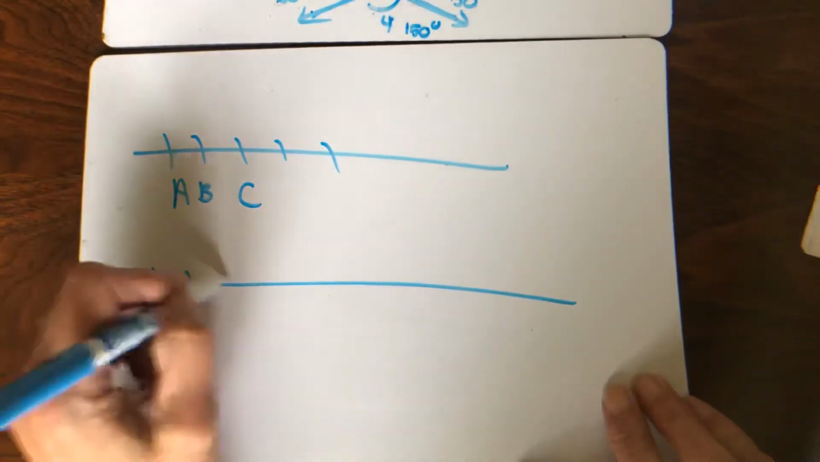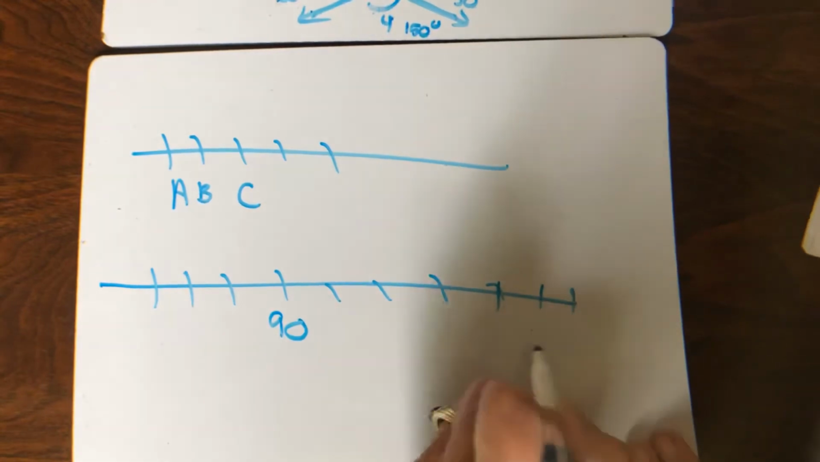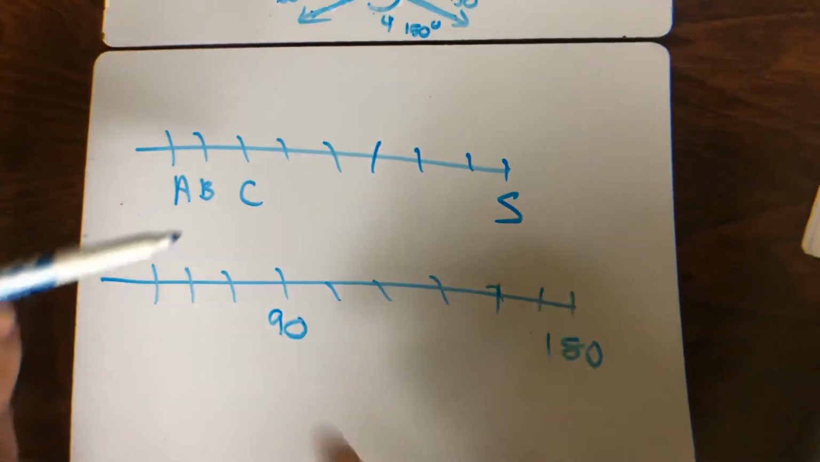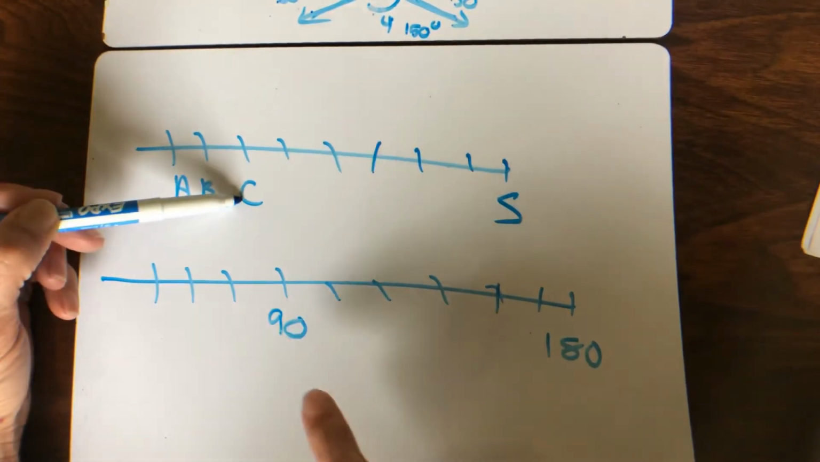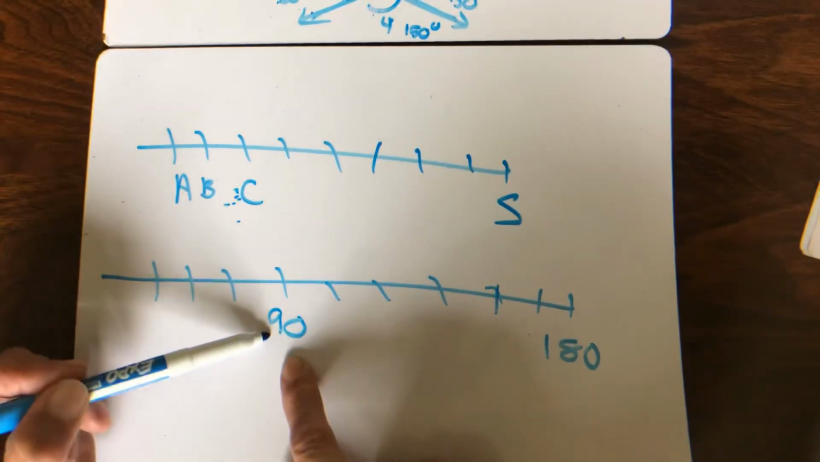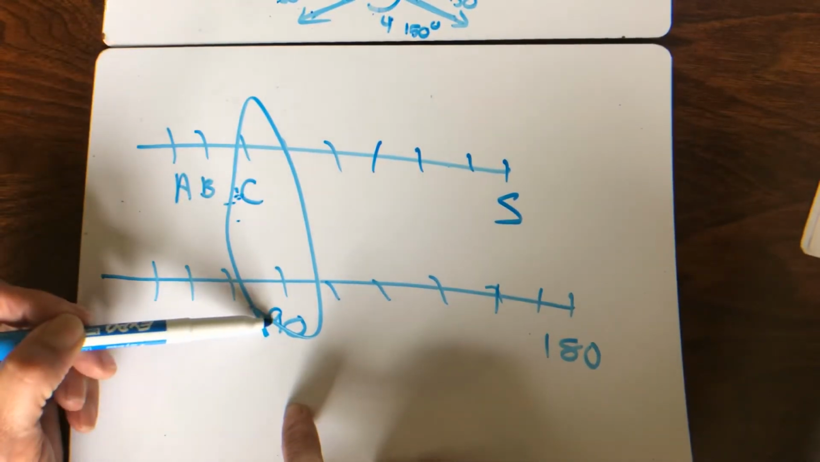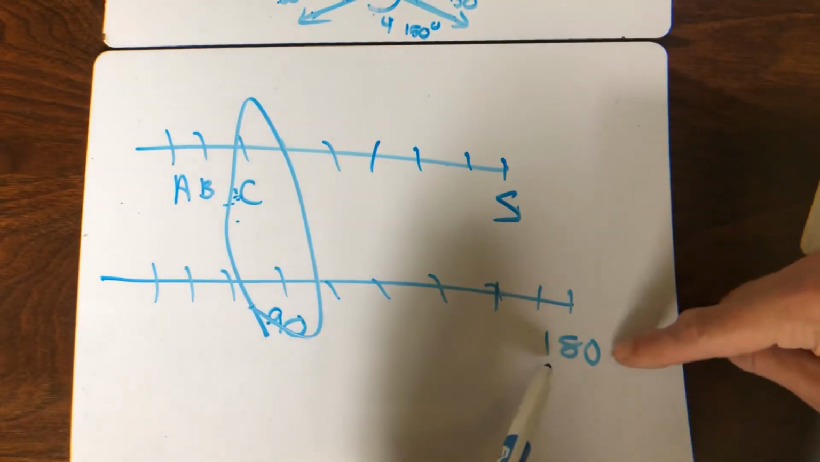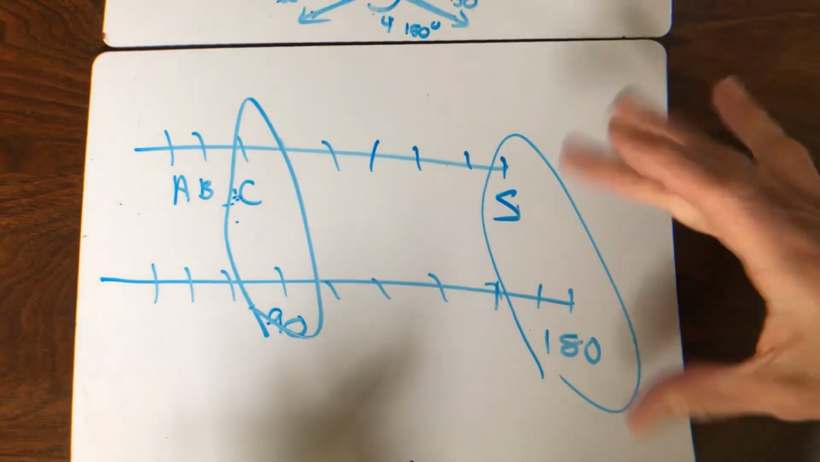Think of your number line, 1, 2, 3, 4, and so on. You got 90 in there somewhere, and somewhere down the line is 180. Somewhere down the line you got S. C comes earlier in the alphabet. 90 comes earlier on the number line. So complementary goes with 90. S comes way later in the alphabet, and 180 comes way later on the number line, so those two go together.